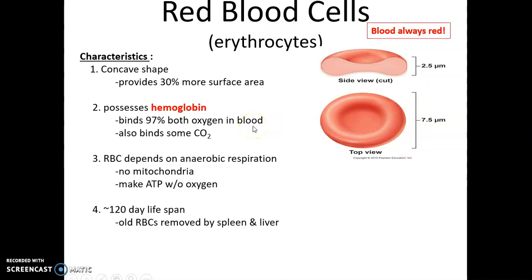And because of the very characteristics of erythrocytes, their lifespan is only approximately 120 days. So old erythrocytes will need to be removed from the bloodstream, and this occurs in the spleen and in the liver. So red blood cells, erythrocytes, are removed from the bloodstream by the spleen and the liver. And finally, it's worth noting that red blood cells are always red. Blood is always red. Some things out there say that some people think that blood can be other colors, but no, in humans, blood is always red.